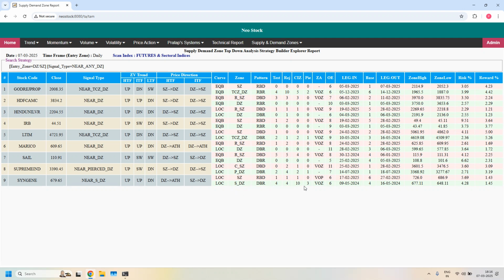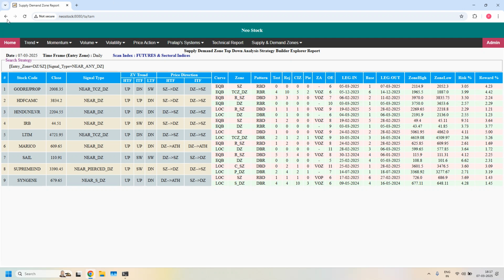We got 1 stock, but it is a pierced zone. You can't use a pierced zone for the HLQ zone strategy. You can use it for pierced zone strategies because the same zone is already pierced thrice. Moreover, it was a high liquidity zone. You can use it for pierced zone strategies, but for our HLQ zone strategy, you cannot use it. That means from this list, we don't have any valid high liquidity daily demand zones.